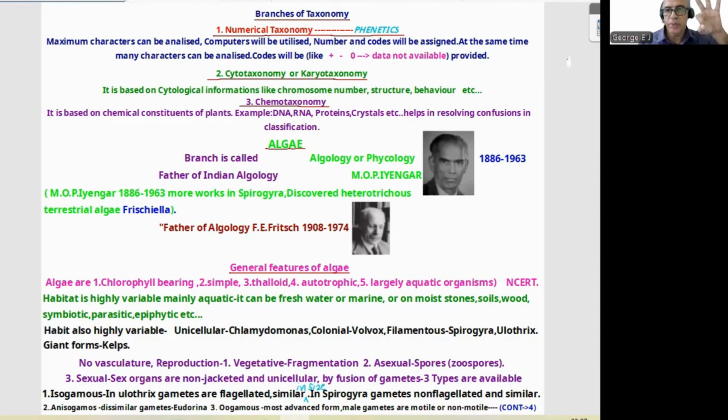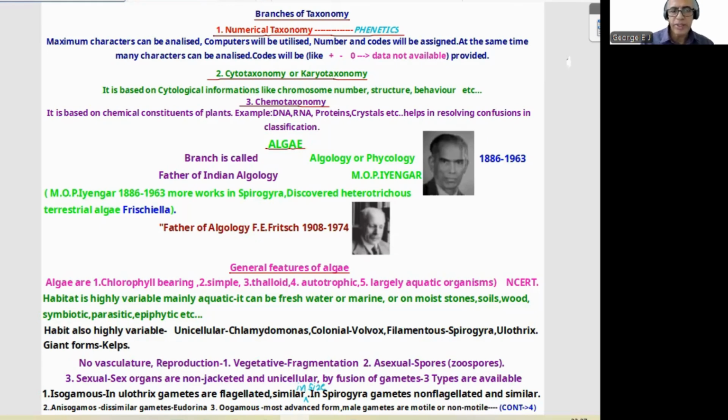Reproduction, 3 methods possible: vegetative, asexual, sexual. Vegetative is mainly done by fragmentation. Asexual is mainly by spores. They are motile spores, generally called zoospores or planospores. In sexual reproduction, sex organs will be non-jacketed and unicellular, producing gametes, with fusion of gametes. And 3 types are available for sexual reproduction: isogamy, anisogamy, oogamy.